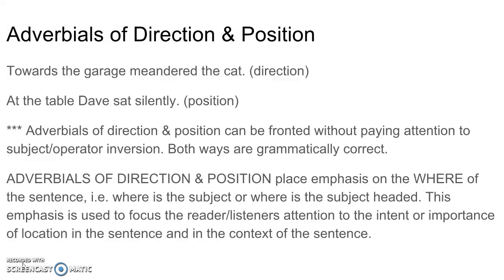So an adverbial of direction would be towards the garage meandered the cat. All of these as well with adverbials of direction and position work the exact same way when you invert the subject and the predicate. So you could also say towards the garage, the cat meandered. And a position example would be at the table, Dave sat silently. We could again invert that subject predicate and say at the table sat Dave silently, and it would still work.